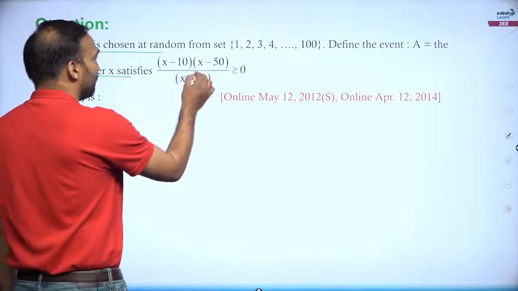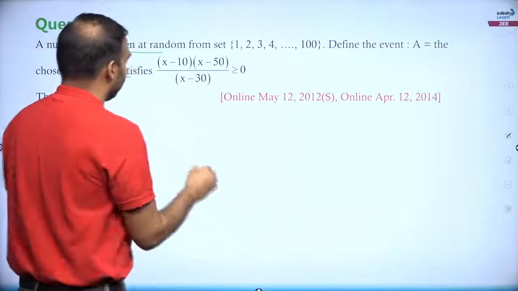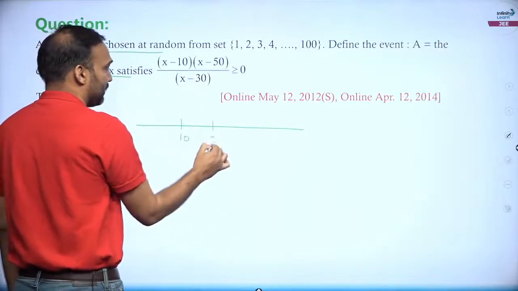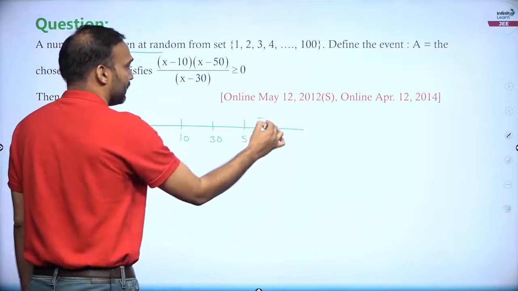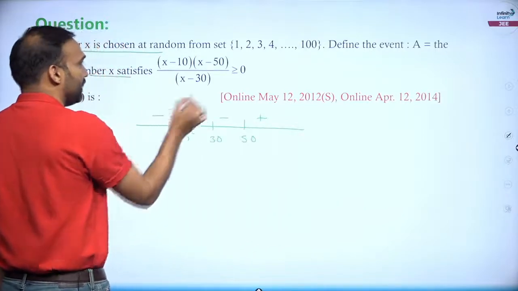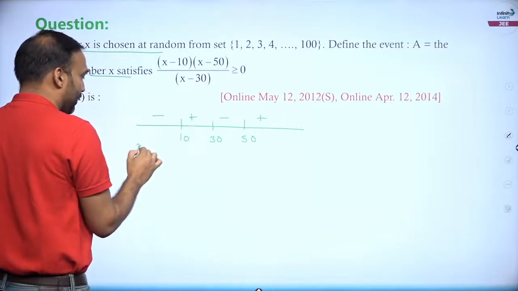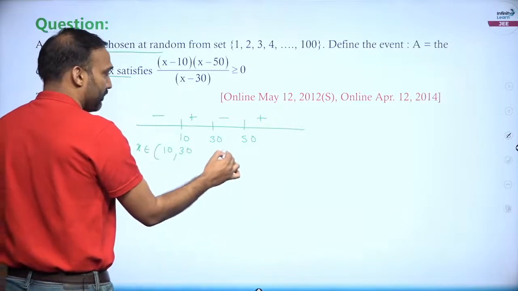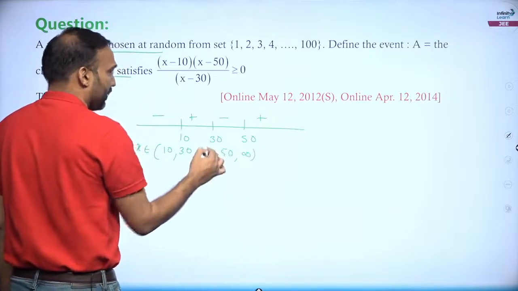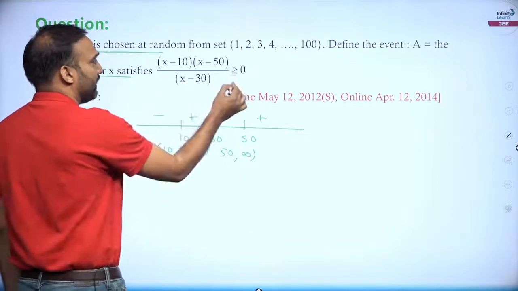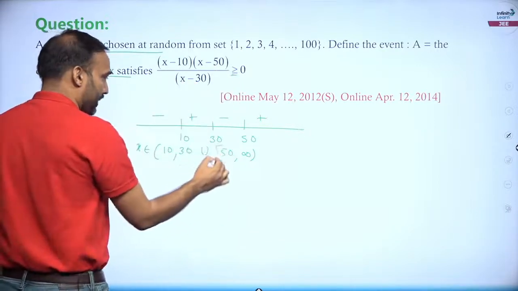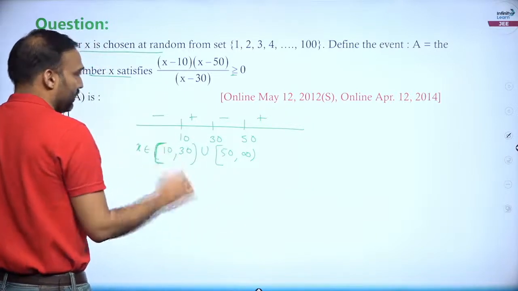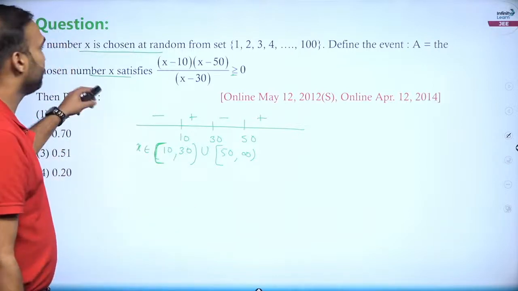So first of all, we'll simplify this inequation to get the values of x. So wavy curve method says plot the roots. So 10, 30, 50. This is positive, negative, positive, negative. I am looking for positive. So x belongs to 10, 30 and 50, infinity. And there is an equality sign. Equality sign is for 50 and 10. So 50 I will have a close bracket, 30 I will have an open bracket and 10 I will have a close bracket. So this is my range, right?